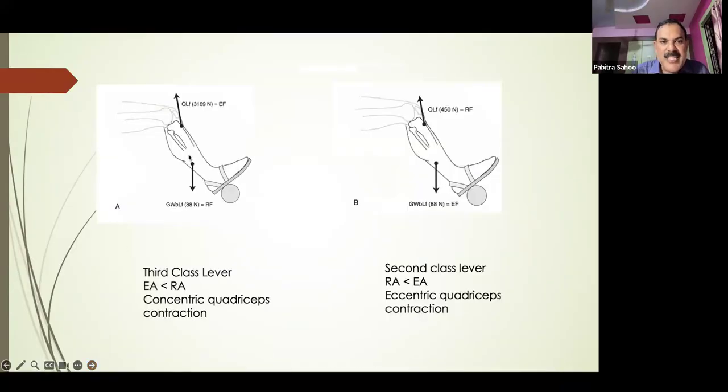The paradox is that if there is an eccentric contraction while the limb is falling back, at that time it can work like a second class lever. I don't want to confuse you, but just for the sake of remembering: the shoulder and hip joint are first class levers, the foot is a second class lever, but the elbow and knee are third class levers.